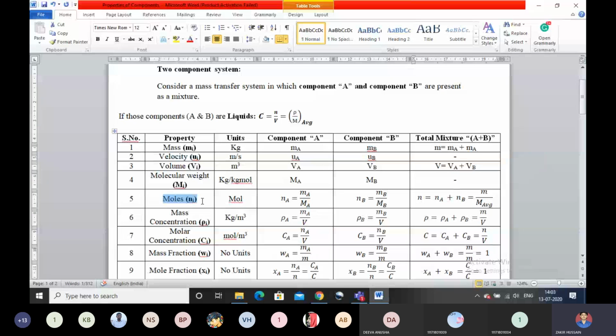So next property is a mole. For any system, next property is a mole. How do we define a mole? Small n i, where i is for the ith species, whose units are mole. Okay, this is small n, whose units are mole.